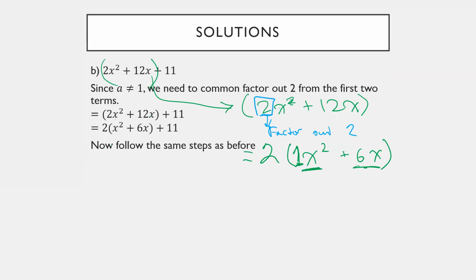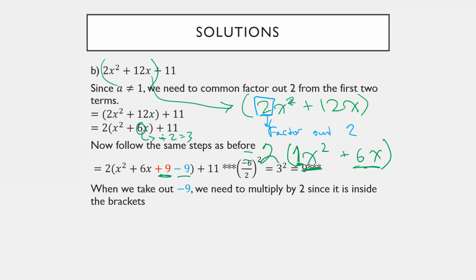My next step here is I'm going to follow the exact same steps as before. I'm going to take the middle term, divide by 2, which ends up giving me 3. And then, of course, I'm going to take 3 and square it. That gives me 9. And then I have to subtract the 9 as well. So what I do now, when I bring out the negative 9, and this is where it becomes a little bit different than before. So far I have 2x squared plus 6x plus 9 minus 9 plus 11.